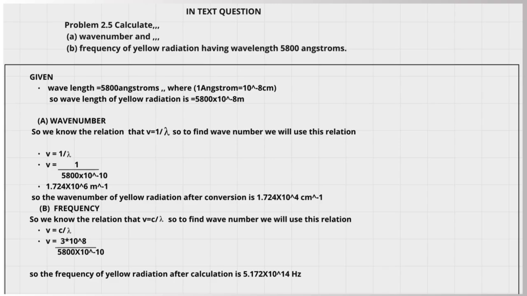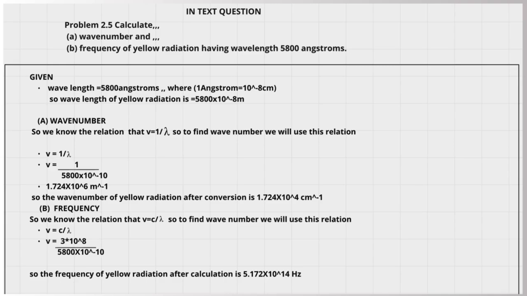Wave number is equal to 1 upon 5,800 into 10 raised to the power minus 10. So after division, the wave number of yellow radiation is equal to 1.724 into 10 raised to the power 6 per meter. And after conversion, it is 1.724 into 10 raised to the power 4 per centimeter.